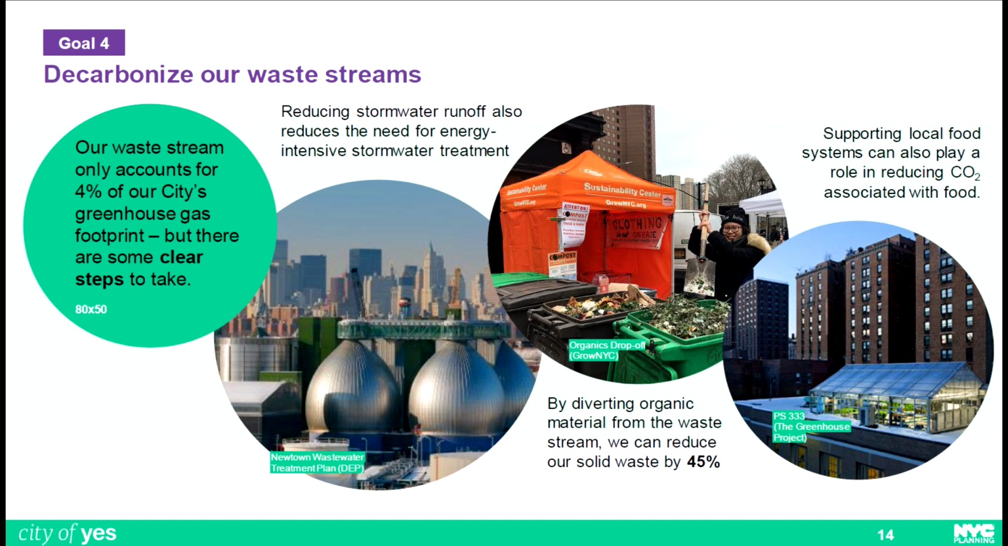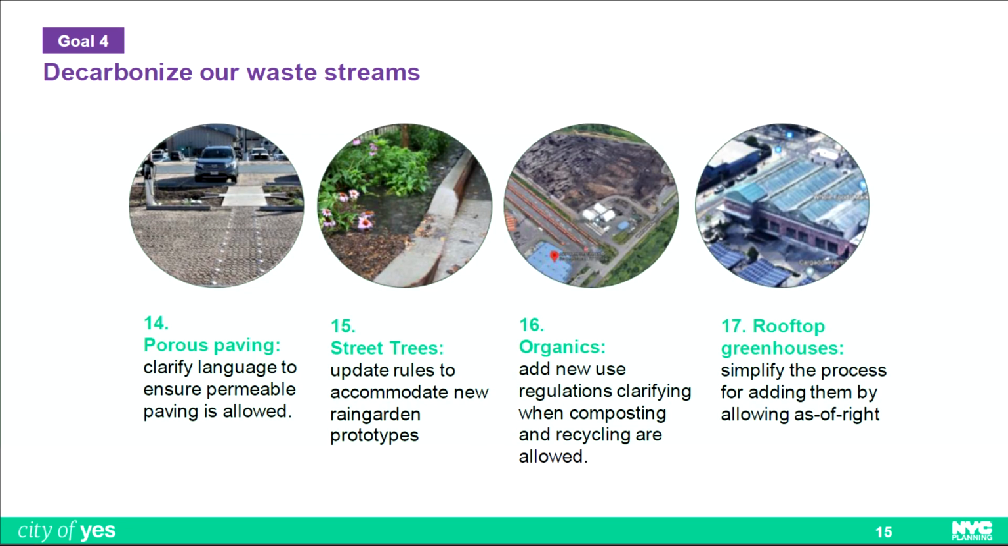Okay, our fourth and final goal is to decarbonize our stormwater and solid waste streams. We can reduce stormwater runoff by promoting greater permeability on site, which means less water flowing into energy-intensive treatment plants. And we can reduce the energy associated with hauling and processing garbage by reducing the amount of garbage. Up to 45% of our waste stream is organic material that shouldn't go to landfill and can be reused within the city. And we can reduce the carbon emissions associated with our food by promoting more local food production on our city's rooftops.